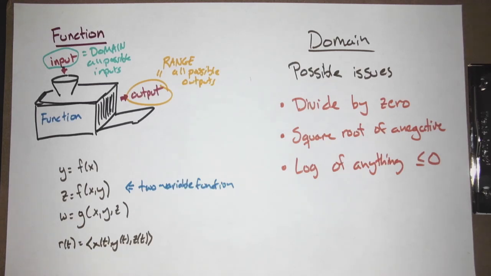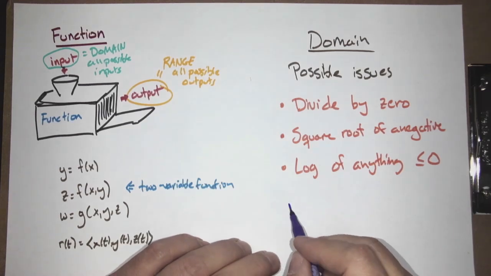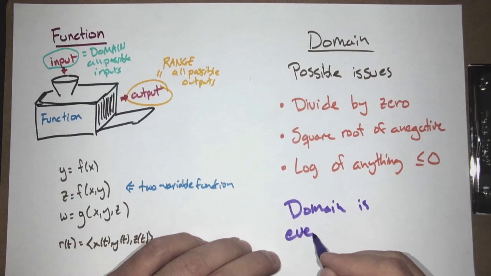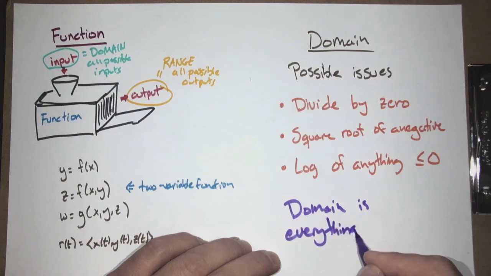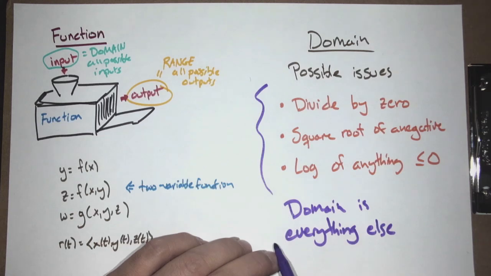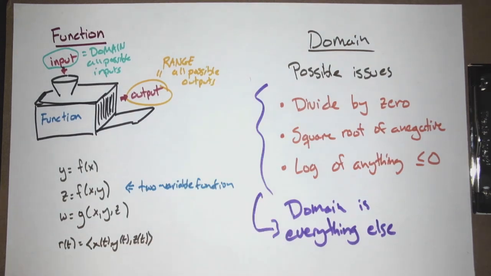So once you identify your possible issues, for most of the functions that we're going to encounter, also known as all the functions we're going to talk about, the domain is everything else. Now, of course, you can come up with exotic functions. You can maybe have something piecewise, but you figured out your issues. The domain is everything else. All right. So let's try a problem.